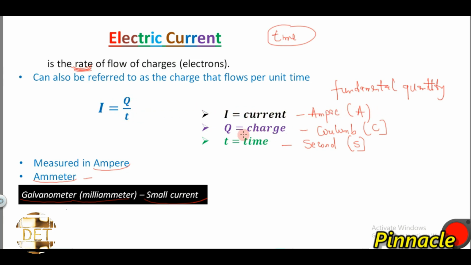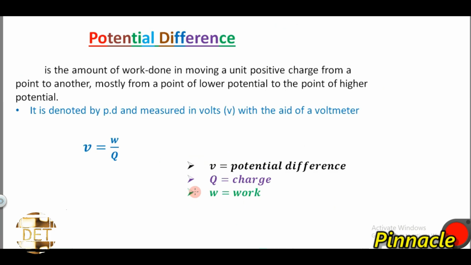Current is measured in ampere, charge is measured in coulomb, time is measured in seconds, and the instrument for measuring current is what? Ammeter. Current is measured in what? Ampere. The instrument for it is ammeter, or we can also use a galvanometer, also known as a milliammeter, and this is used for measuring small current. So let's move to potential difference.